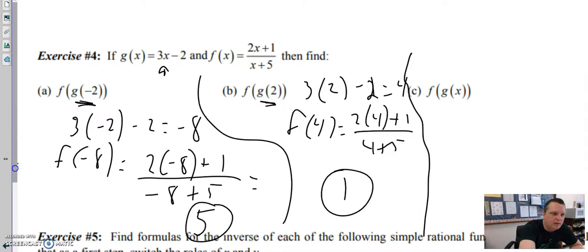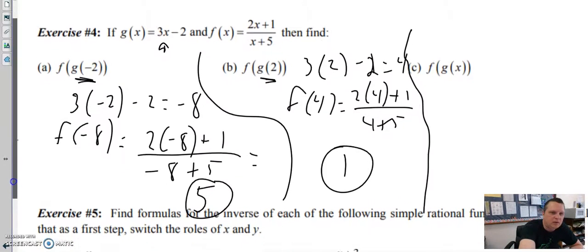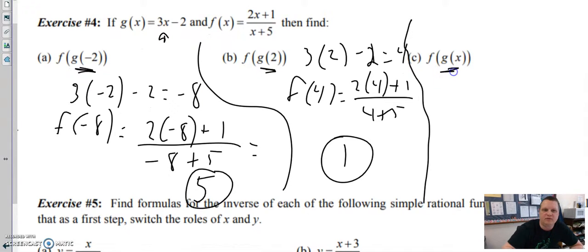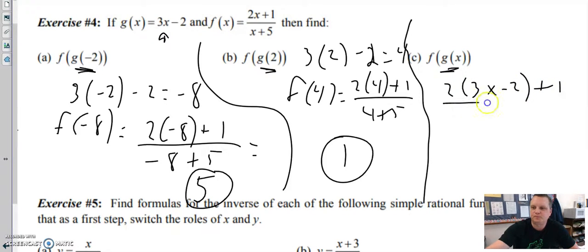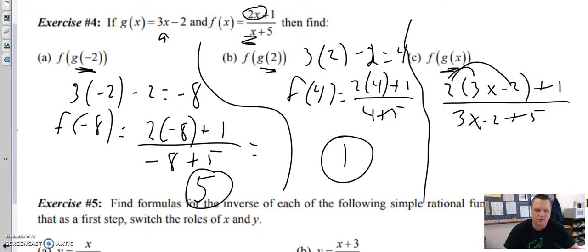Oh, I'm in the way. So that means that you are taking your entire g of x and plugging it in for x in f of x. So your g of x is 3x minus 2. So we have 2 times (3x minus 2) plus 1 all over 3x minus 2 plus 5. The top one I put in parentheses because of the 2 by the x. The denominator I don't because it's just an x. So don't forget you have to distribute that 2 to both of them.